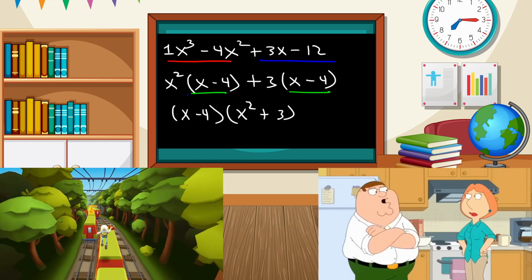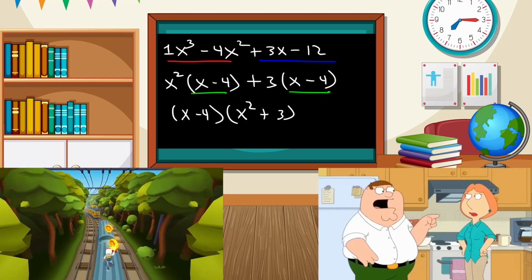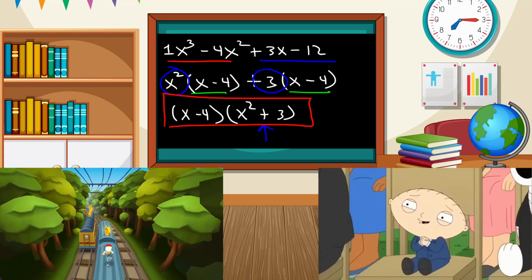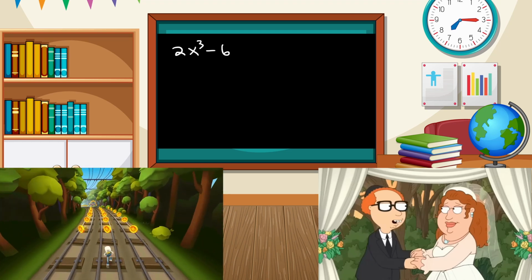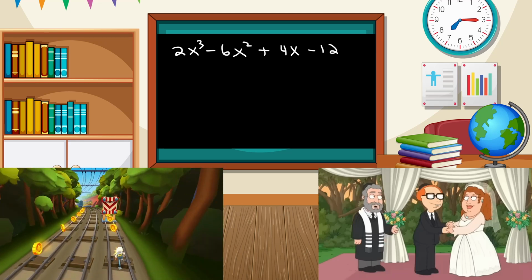So basically what you need to do is take what you see here, write it once, and then what you see on the outside, the x squared and the plus 3, put it in the second parentheses, and that will give you the answer. And so that's how you get factor by grouping. Now, let's try another problem. 2x cubed minus 6x squared plus 4x minus 12. Go ahead and try it.